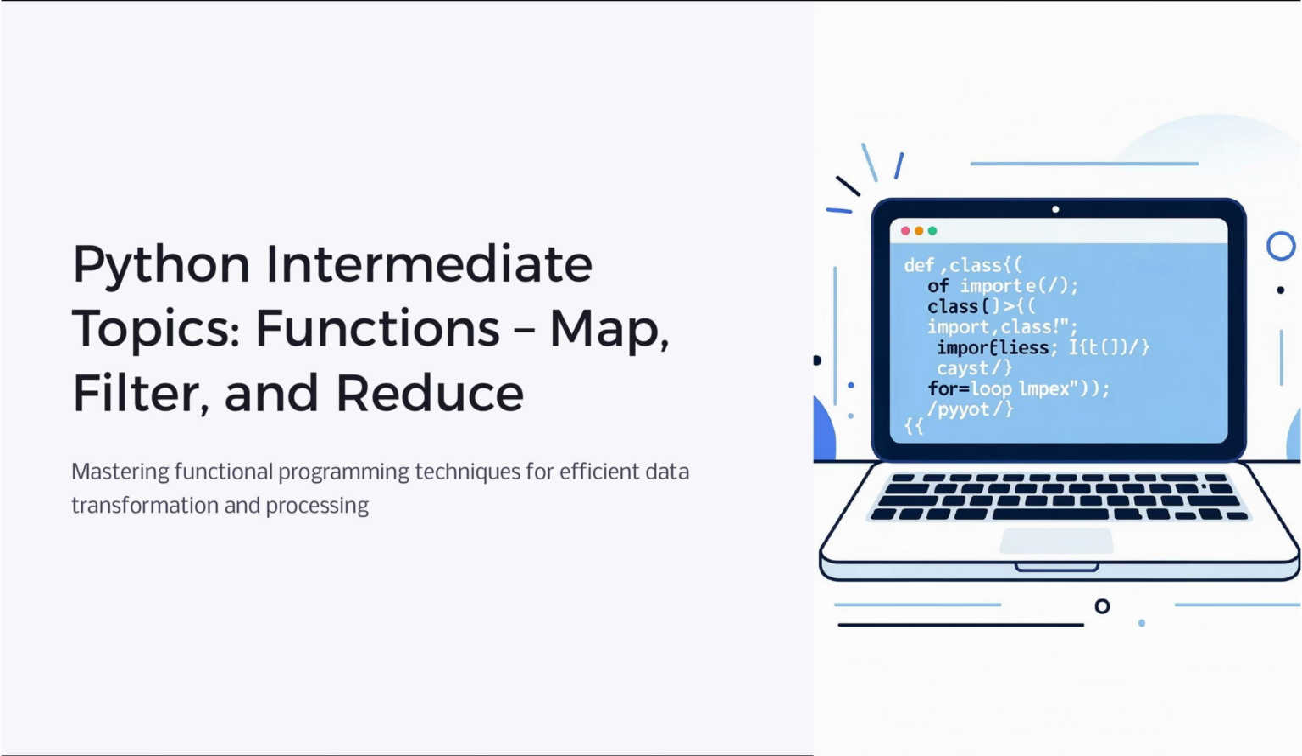Functional programming in Python enhances data processing efficiency. The map function applies a given function to all items in an iterable, transforming data seamlessly. The filter function extracts elements meeting specific criteria, refining datasets. Lastly, reduce aggregates elements into a single value, streamlining complex calculations. These functions empower developers to write concise, readable, and efficient code.